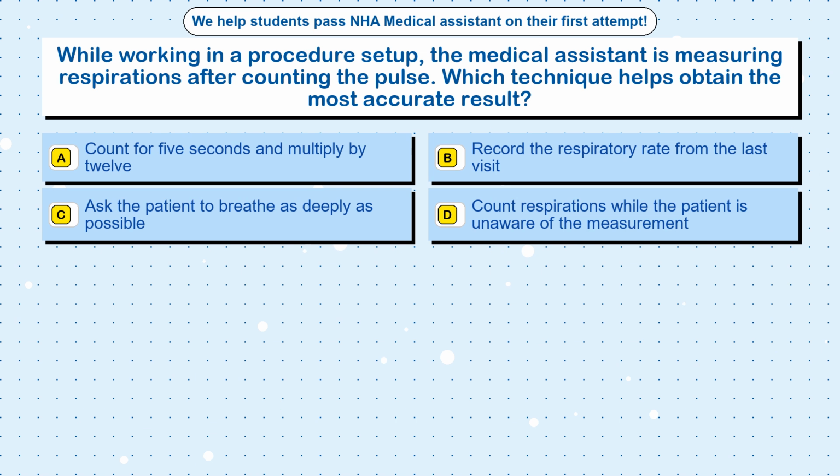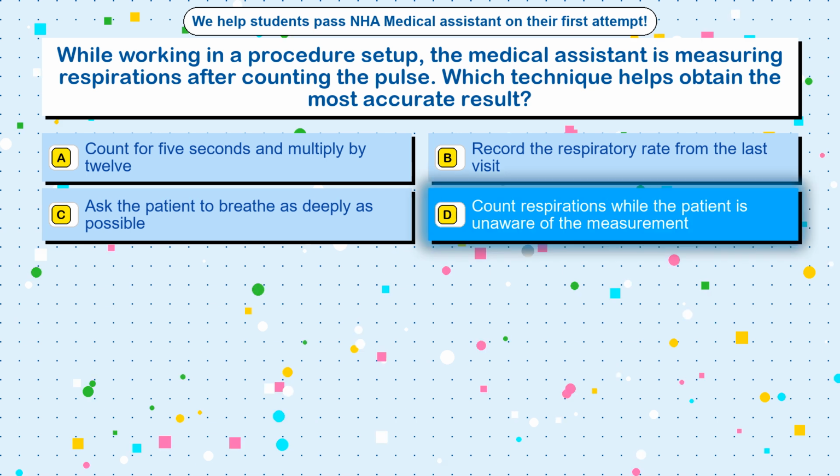Question 24. While working in a procedure setup, the medical assistant is measuring respirations after counting the pulse. Which technique helps obtain the most accurate result? Option A. Count for 5 seconds and multiply by 12. Option B. Record the respiratory rate from the last visit. Option C. Ask the patient to breathe as deeply as possible. Option D. Count respirations while the patient is unaware of the measurement. The correct answer is option D.